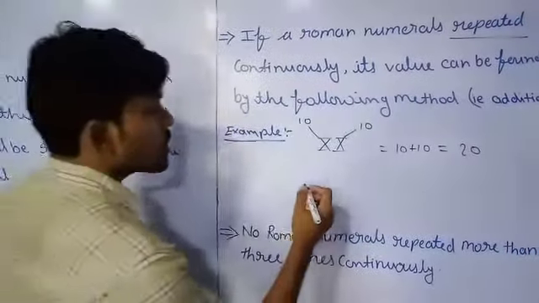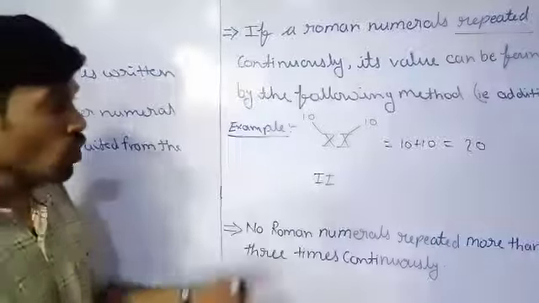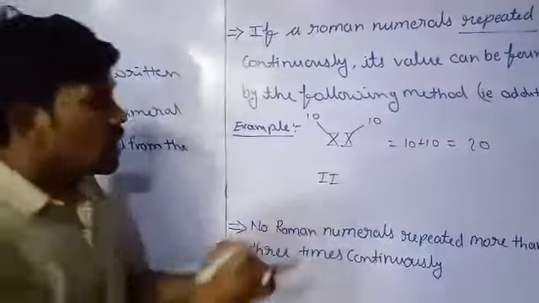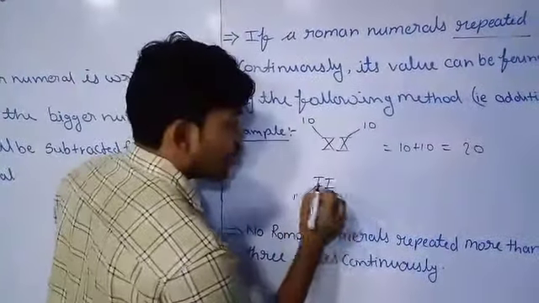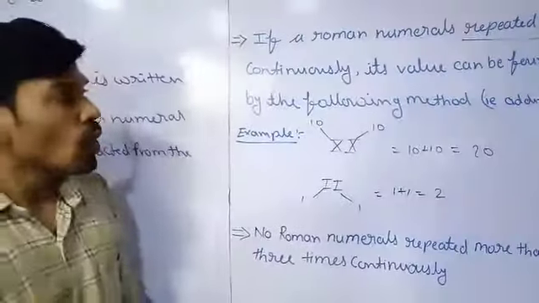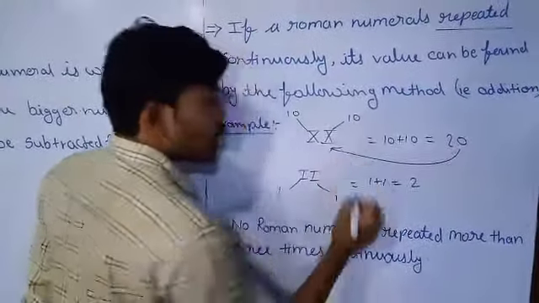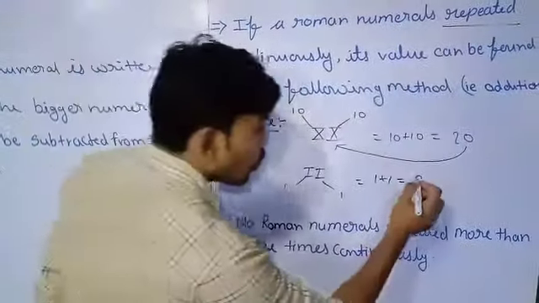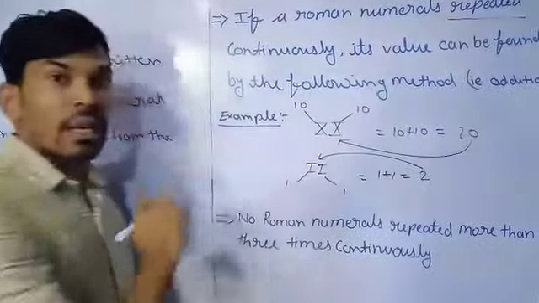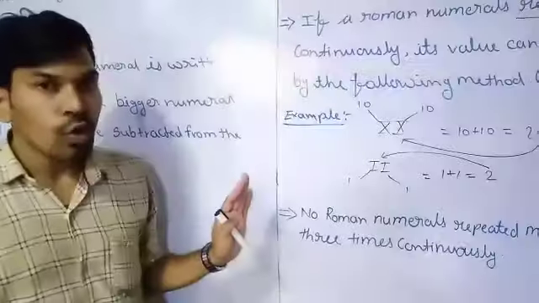Take another example. Suppose I have I. I is a main symbol, that means 1. The second I is also 1, that means 1 plus 1 is equal to 2. Means we can say for 20 we have the Roman numeral double X, and for 2 we have the Roman numeral double I.